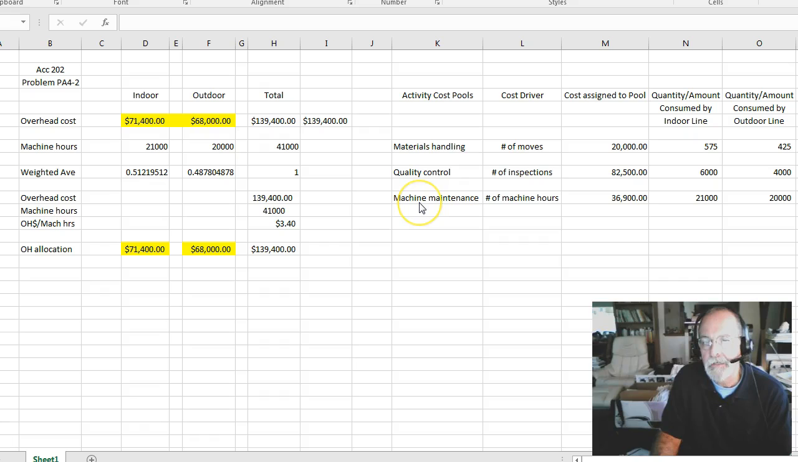And finally, for machine maintenance, cost driver is machine hours. So we need to show the percentage of the total machine hours that relate to the indoor line, and the percentage of the total machine hours that relate to the outdoor line.